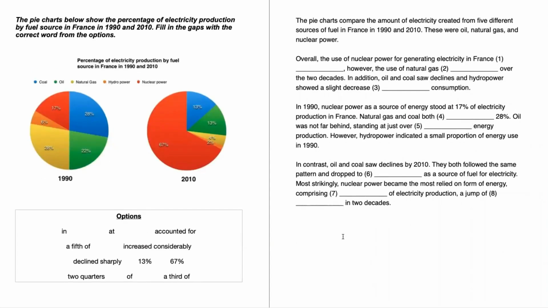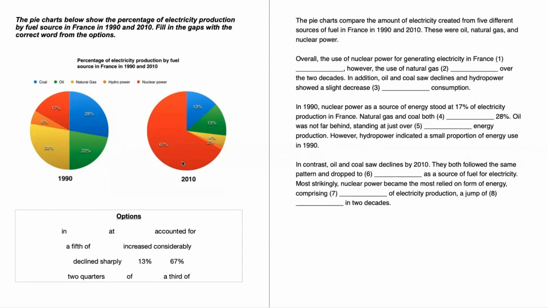Let's look at our final example here. We've got 2 pie charts. The pie charts below show the percentage of electricity production by fuel source in France in 1990 and 2010. Fill in the gaps with the correct word from the options. So we've got our different segments here. We're going to be comparing, we're going to be looking at the overall trend, and we're going to be looking at the data from 1990 and 2010.